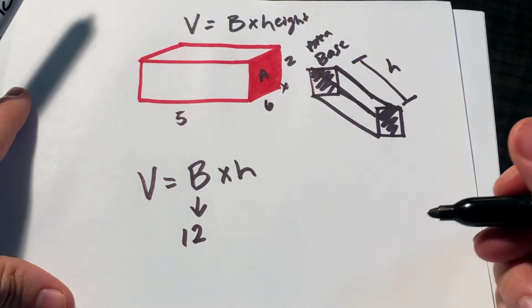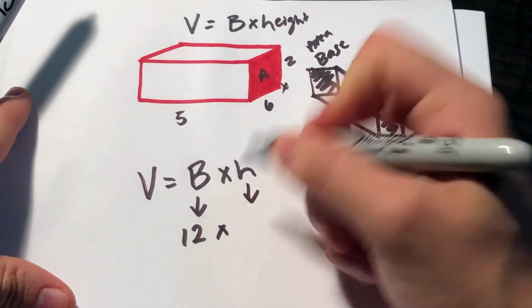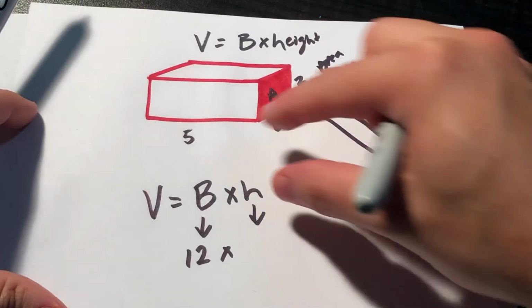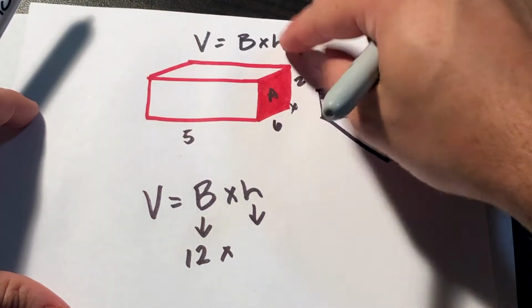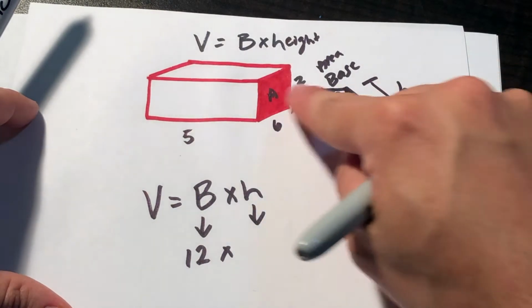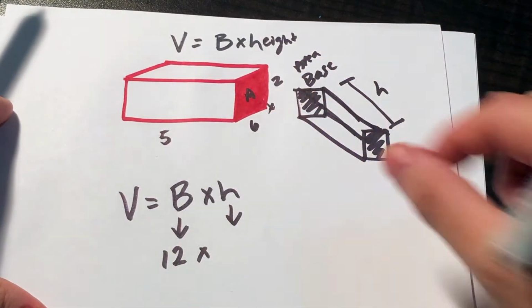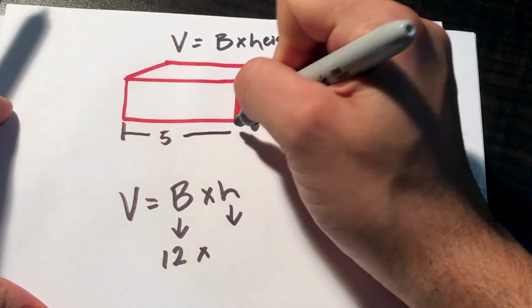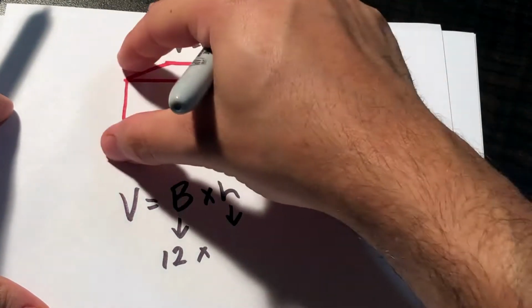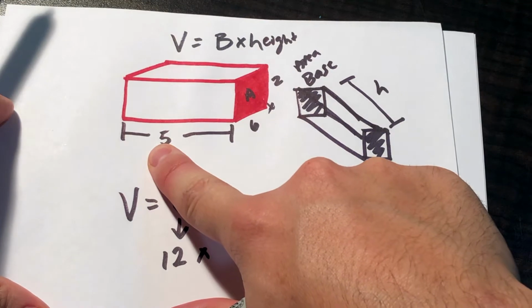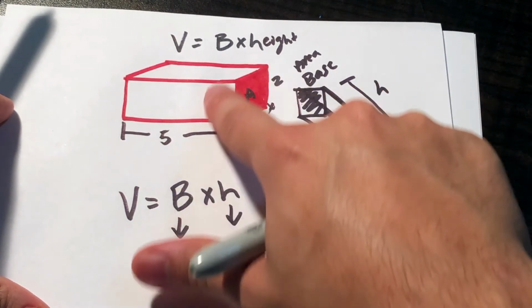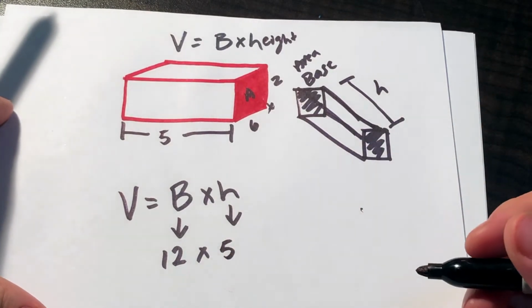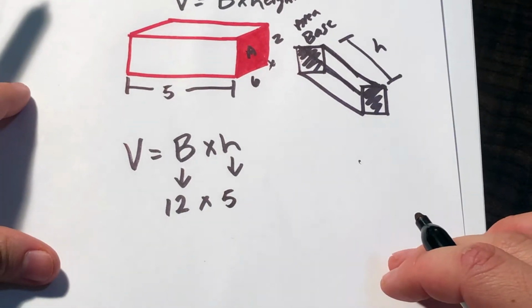12. Awesome. And now we just need to multiply how much this got stretched. What is the height, or how much this was stretched across? This square, how much was it stretched across this way? How many units? 5 units. So guess what? We're gonna multiply the area of that base times 5. 12 times 5, guys. And that is how you find the volume.